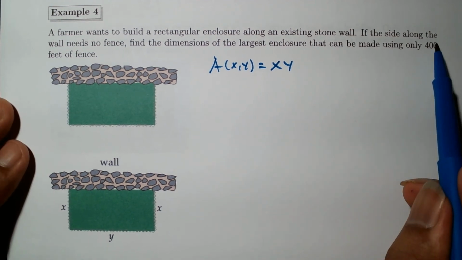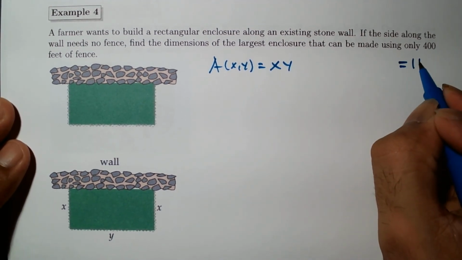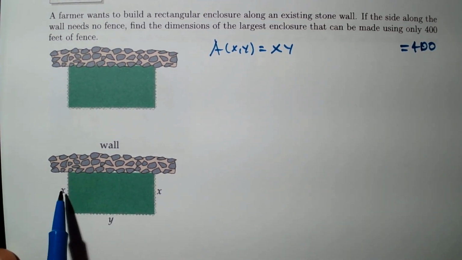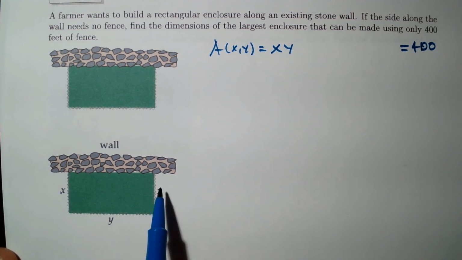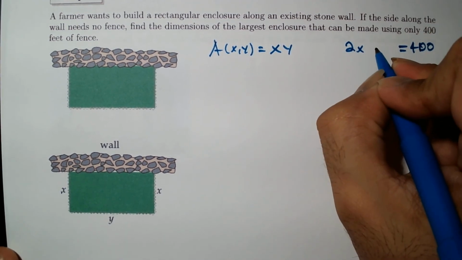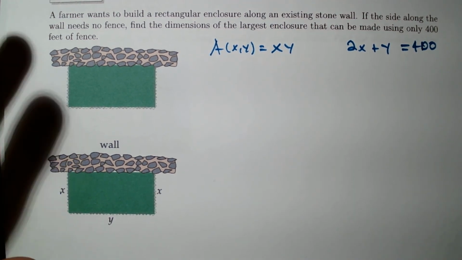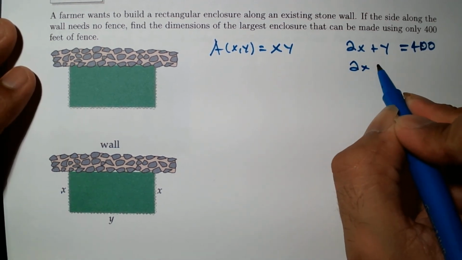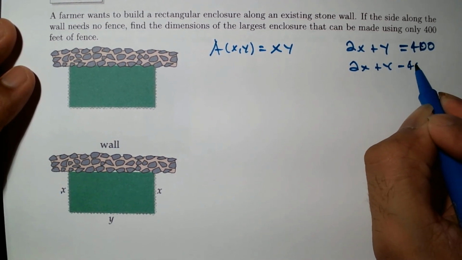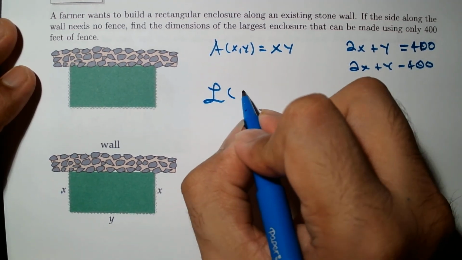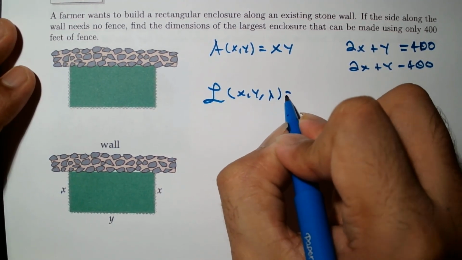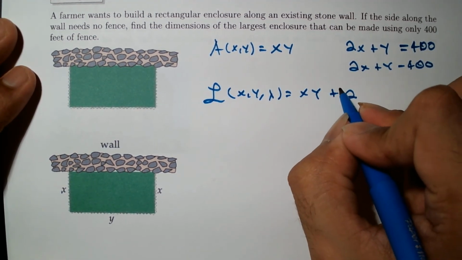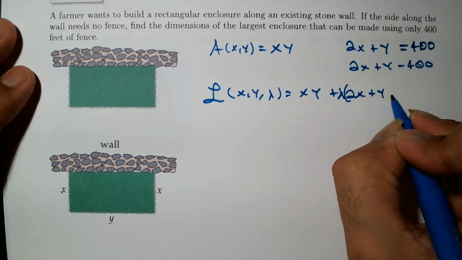In this case, we have 400 feet of fence to enclose some x plus y plus x. In this case, x plus x, that's 2x, plus y equals 400. Now we're going to set up the Lagrangian for this situation. L of x, y, lambda equals x y plus lambda times (2x plus y minus 400).